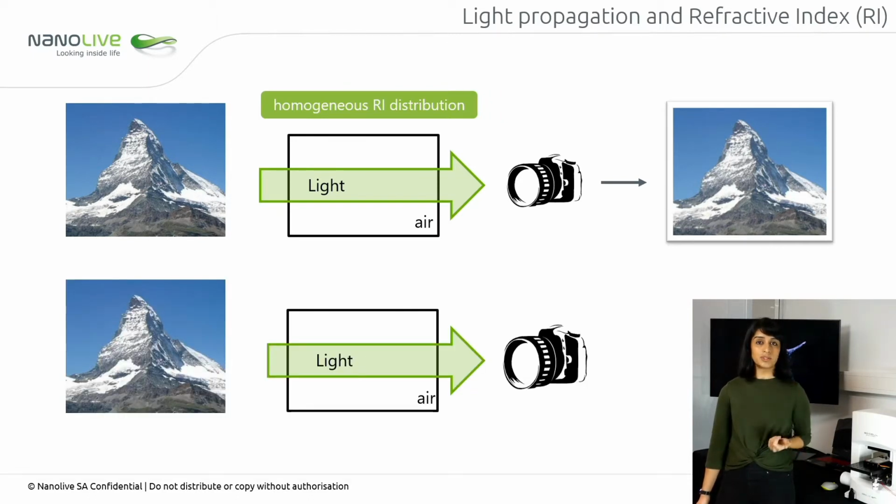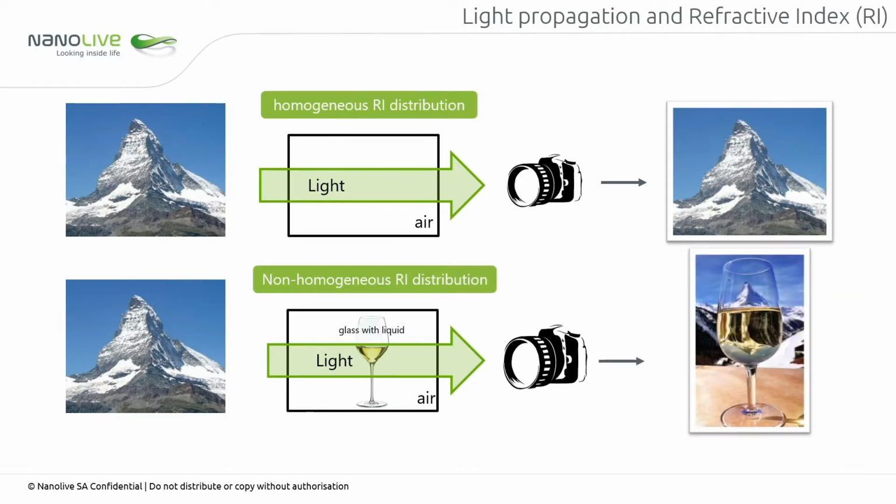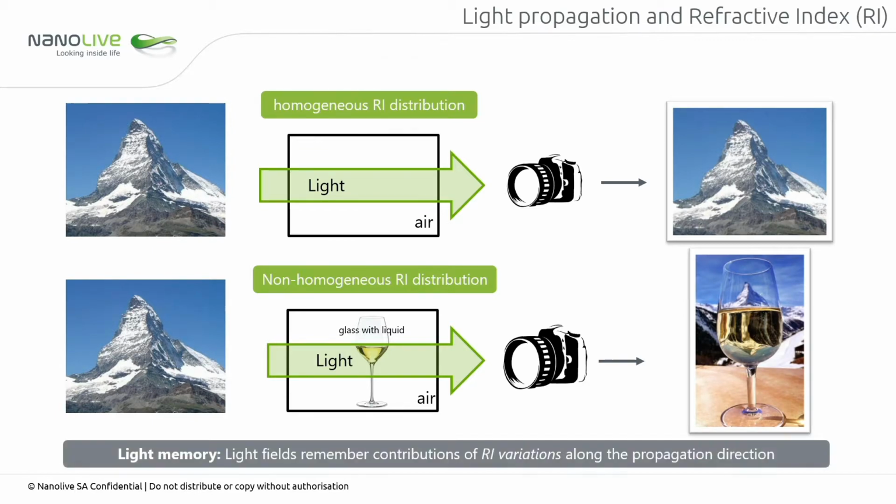Now, if we take the same situation, but instead of having this homogeneous distribution of refractive index, we add something in the middle to make it non-homogeneous. So for example, a glass of wine. So here, as the light will travel through the air, the glass, and the liquid, and then reach the objective, the resulting image will be distorted because there has been a shift in the phase of light. And this is the property of light that we use with our microscope to obtain our images. It's the fact that the light remembers the contributions of the refractive index along the light path.